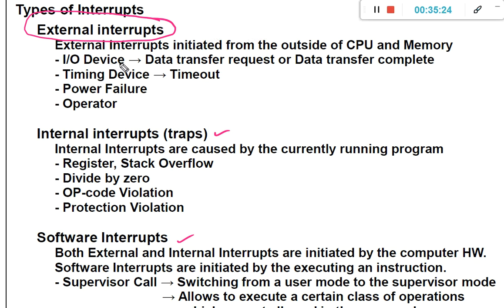Basically, external interrupts fall into four different categories. The first category, which we have seen previously, is generated by the IO device for a data transfer request or data transfer complete. Whenever there is a data transfer request, it is going to generate an interrupt. Whenever the data transfer is completed, it is going to generate an interrupt.